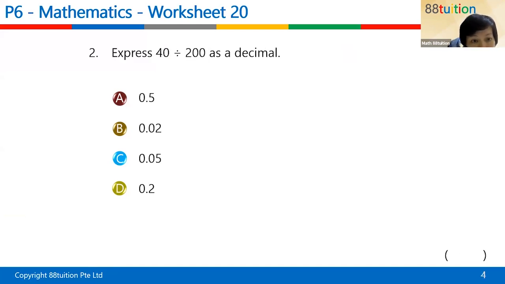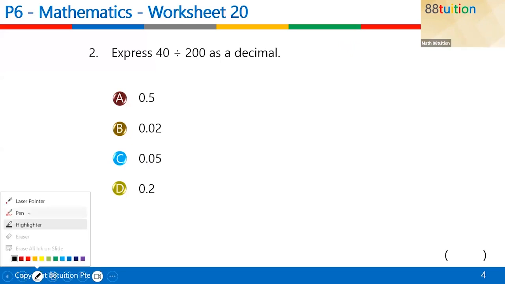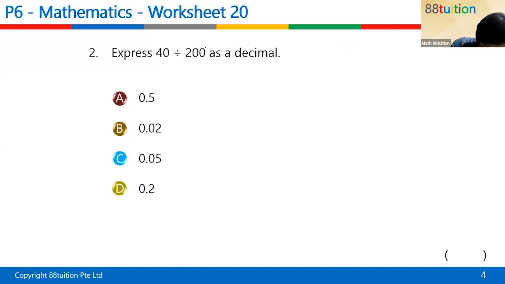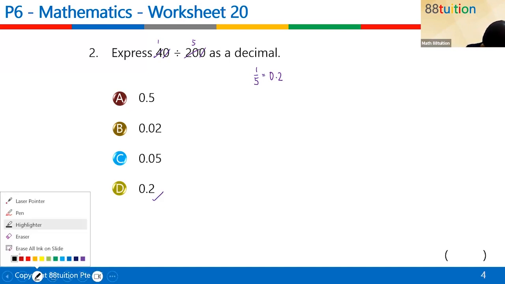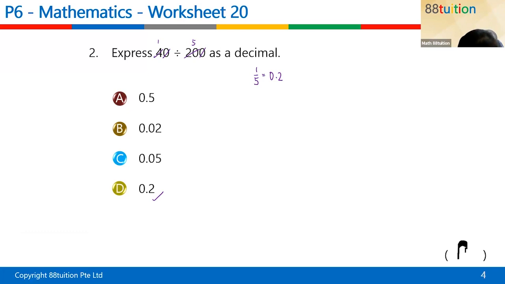Next question. 40 divided by 200. What is 40 divided by 200? This one no calculator. Okay. Let's take a look. You can cancel, divide by 4, 1, divide by 4, 5. So if you have 1/5, then that is even easier. You get 0.2. Okay, then this is option D.